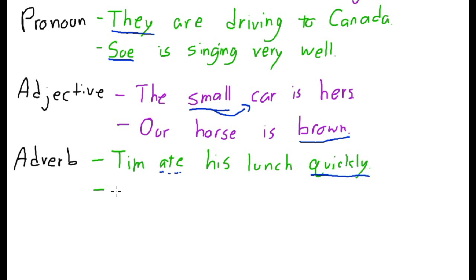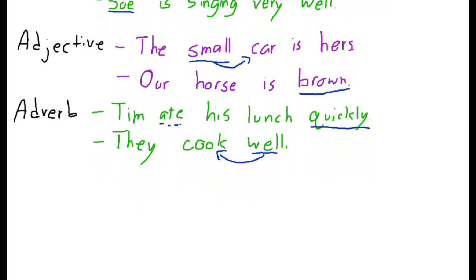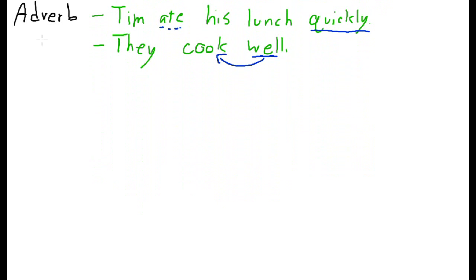Let me give you another example. They cook well. Okay, well is describing how they cook. It's describing how they cook. Okay, so adverbs modify the verb. They tell you how the verb is being done. Okay, the next one we have here, so we have prepositions.